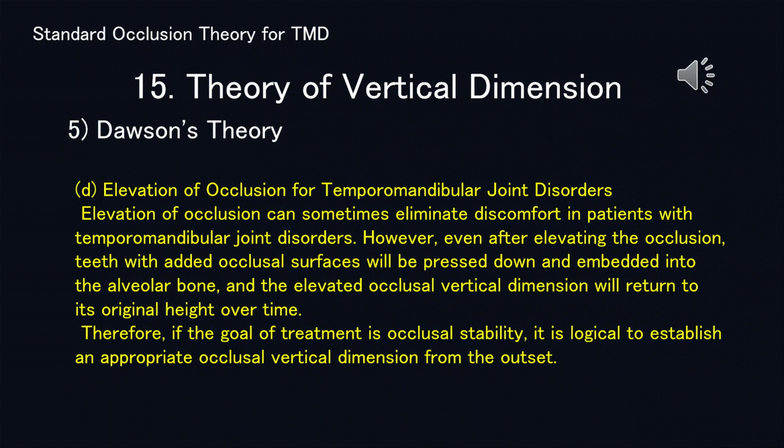D. Elevation of occlusion for temporomandibular joint disorders. Elevation of occlusion can sometimes eliminate discomfort in patients with temporomandibular joint disorders. However, even after elevating the occlusion, teeth with added occlusal surfaces will be pressed down and embedded into the alveolar bone, and the elevated occlusal vertical dimension will return to its original height over time. Therefore, if the goal of treatment is occlusal stability, it is logical to establish an appropriate occlusal vertical dimension from the outset.